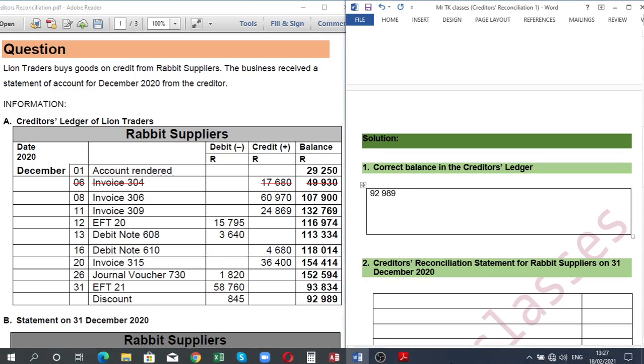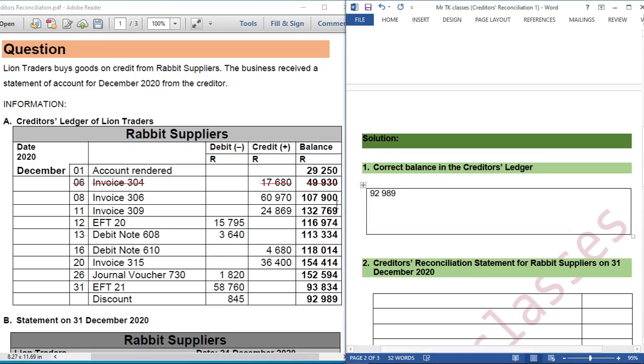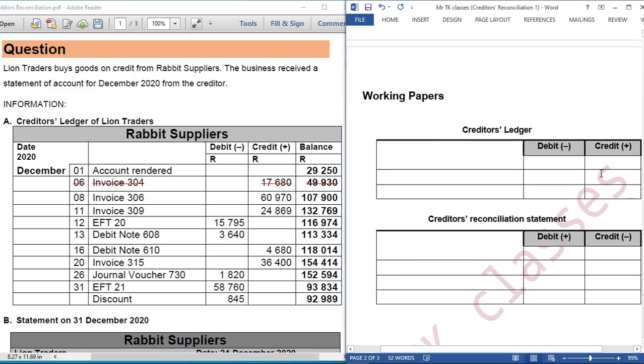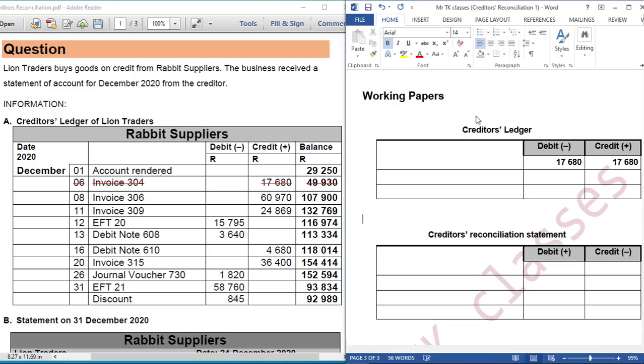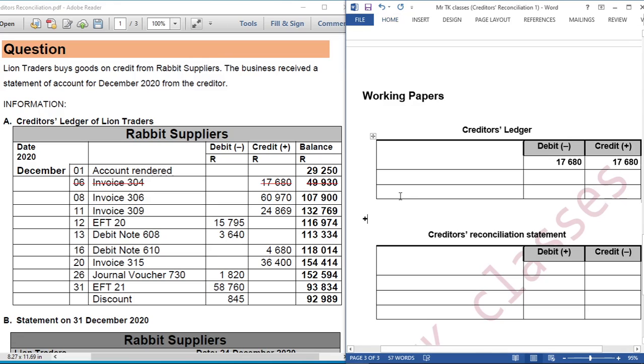So for us to remove that invoice, remember in the creditors ledger, all invoices are recorded on the credit side. So now if we want to remove something that is recorded on the credit side, we should record on the debit side. So now let us come here. This is the entry that was there already. I just want to explain why we record on the debit side to remove this.